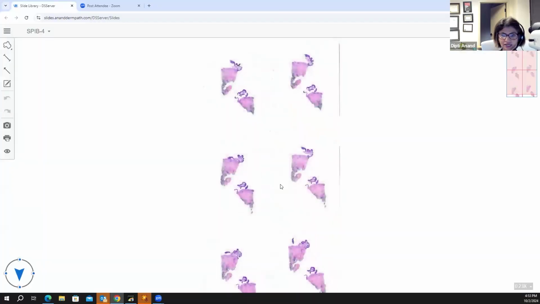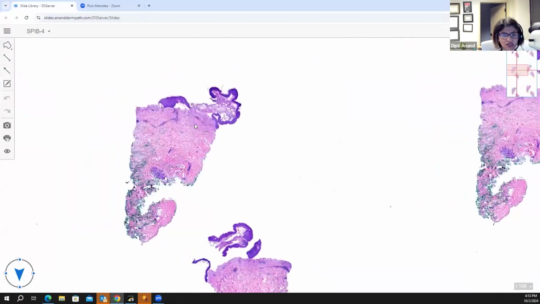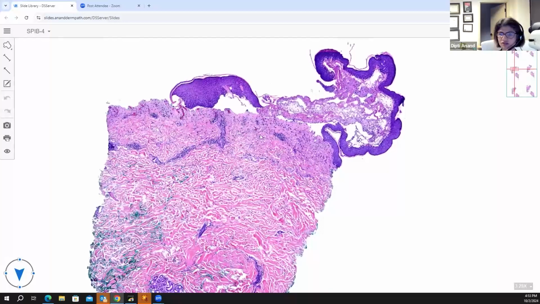We have the next one, which is slide number 4. This is also so classic for this entity. And what is the diagnosis here?